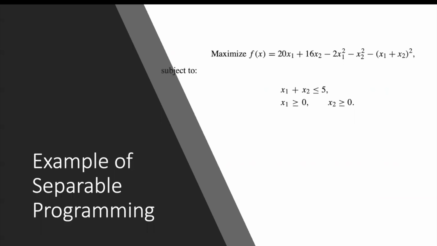Consider the example of maximize f of x equal to 20 x1 plus 16 x2 minus 2 x1 squared minus x2 squared minus (x1 plus x2) whole squared, subject to x1 plus x2 less than or equal to 5 and x1, x2 all greater than or equal to 0. This problem is not separable because of the term (x1 plus x2) whole squared in the objective function. Letting x3 equal x1 plus x2, though, we can re-express it in a separable form. Thus, it is clearly separable. Clearly, the linear constraints are also separable.